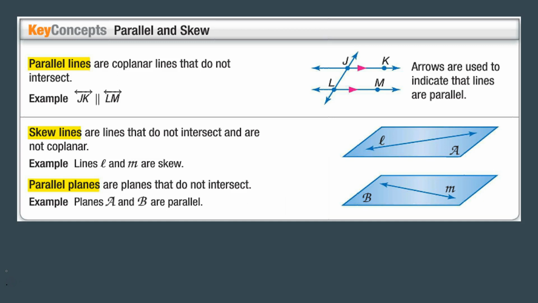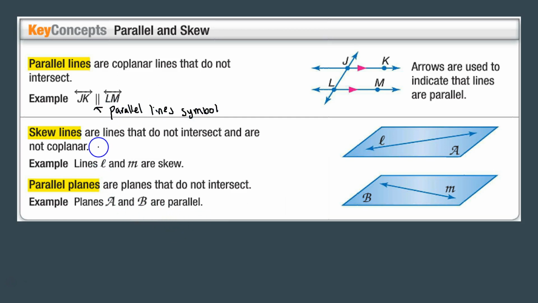Parallel lines are coplanar lines that do not intersect, which means they are never going to cross. And they're never going to cross because they have that same slope. Parallel lines are shown with these little arrows that are shown in the pink here. So because they both have the arrows, I know that these two lines are parallel. So lines JK and LM are parallel. And another way to show something is parallel is to have this symbol. This is the parallel line.